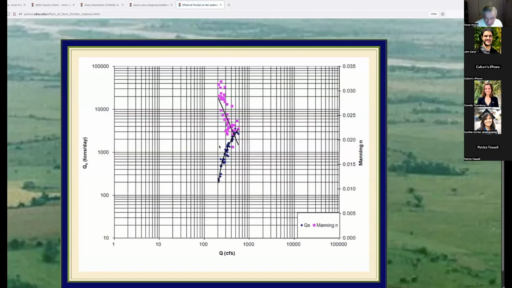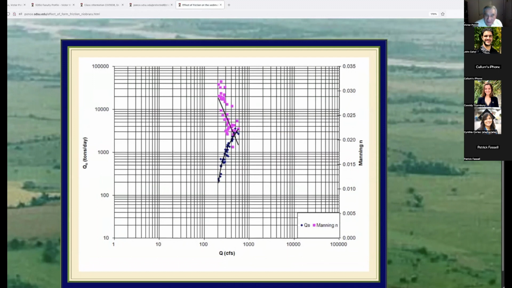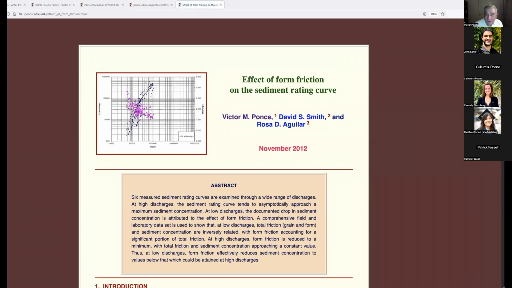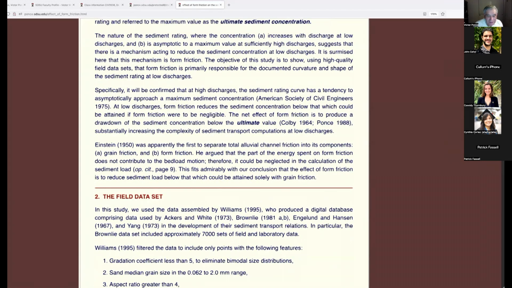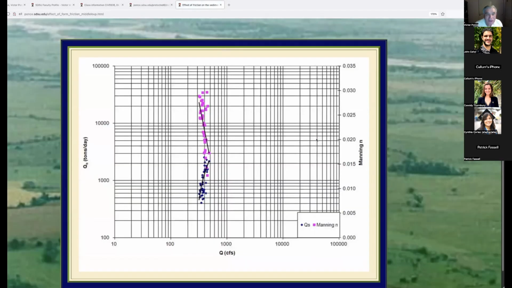Okay, this one is the Niobrara River. This is a better correlation. So that's the Niobrara River. Again, as you see, I forgot to do something that I should have done, which is put the HTML in there. Okay, so number 3, that's also a good correlation.